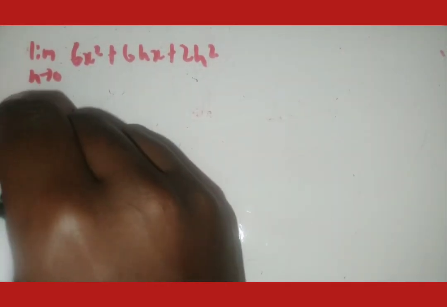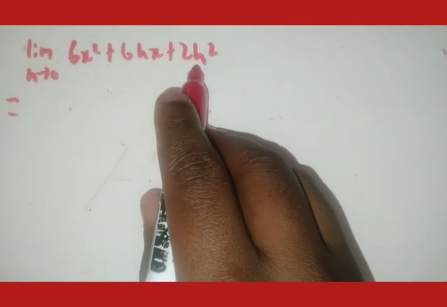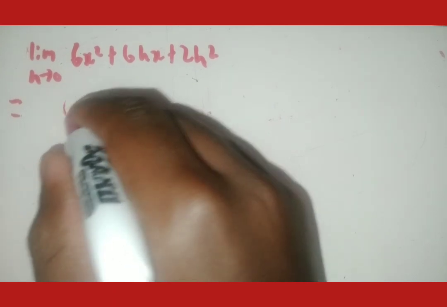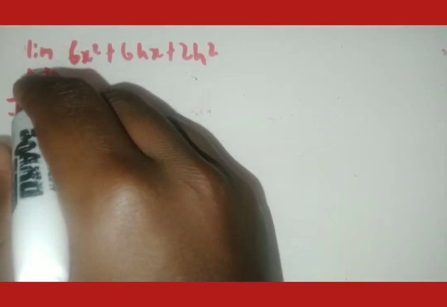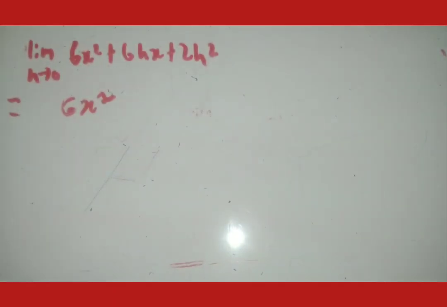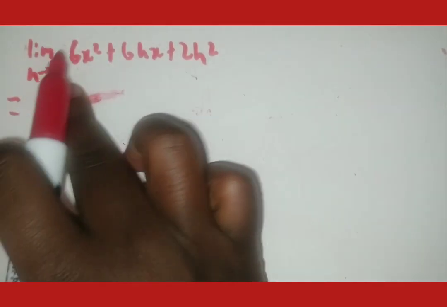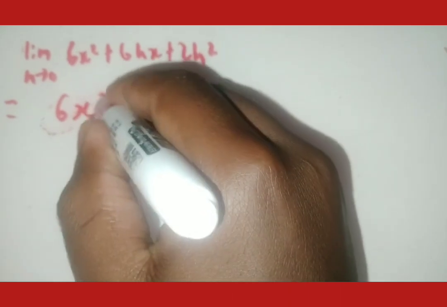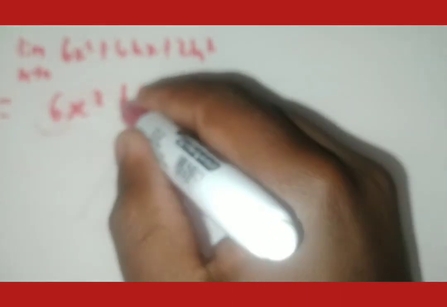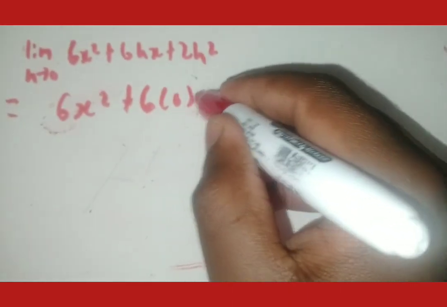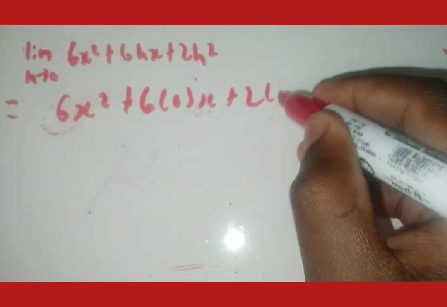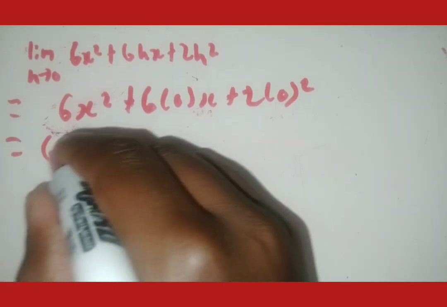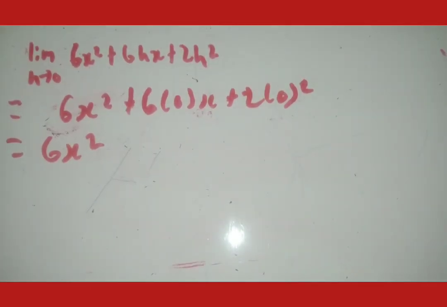Then we're going to make h 0. So if we make h 0, these two are going to disappear, and we're only going to be left with 6x squared. And of course, I remove the limit as h tends towards 0. Or if you want, you can write that step, the one that does not give you marks. You can just say 6x squared plus 6, and you make h 0. So 0x plus 2 into 0 squared. And then we'll be left with 6x squared as our answer.